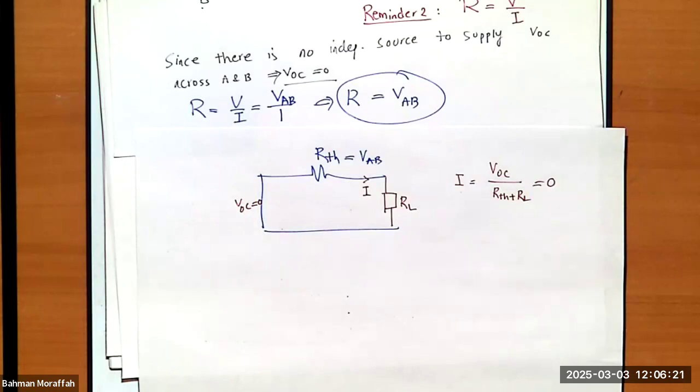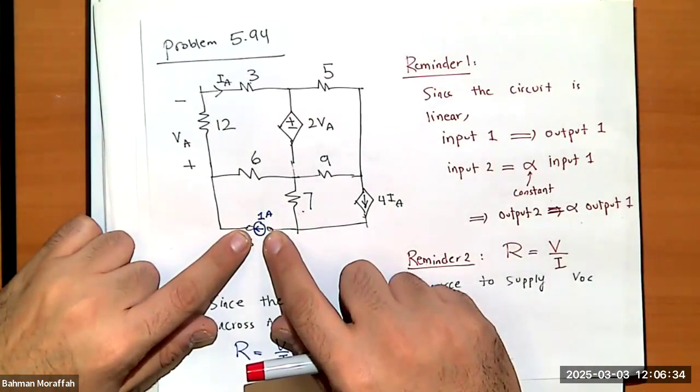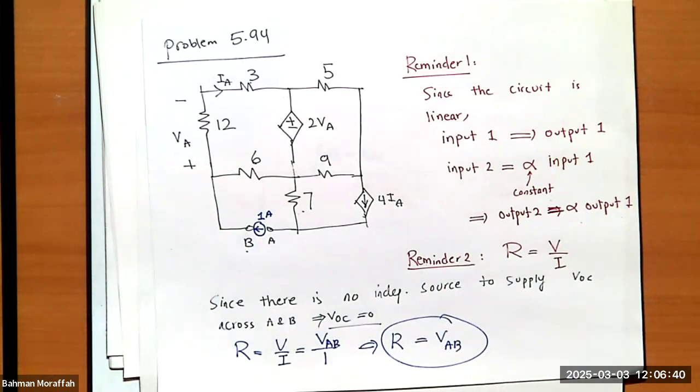V Thevenin is not equal to V A and B. It's equal to V open circuit. And if you leave A and B open, that is your V open circuit, which is V Thevenin, which is 0. Because again, there is nothing in the circuit that can supply it. So whatever I compute must be 0. Right? Does that make sense?